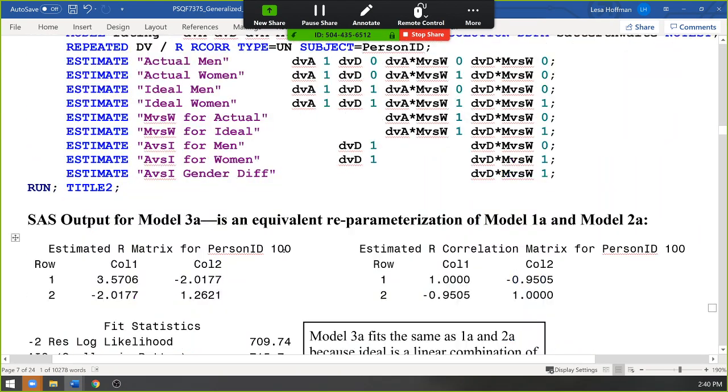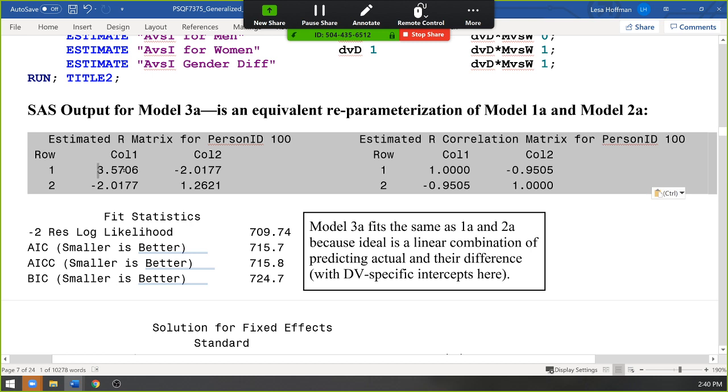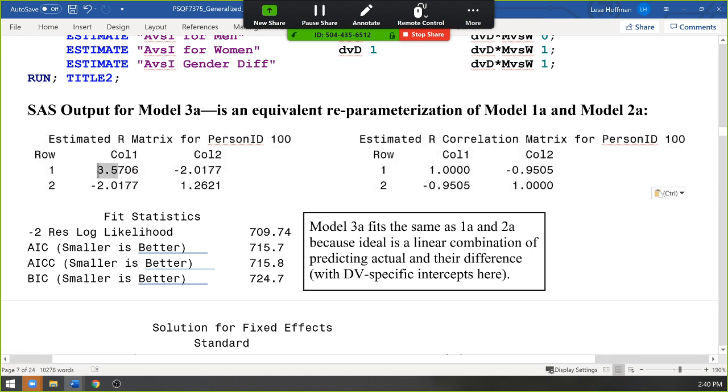So the R matrix here has the same residual variance for actual, but this is the variance of the difference scores. It's a different number. It's not the variance of ideal, it's the variance of the difference scores. And here is the correlation between the actual and the difference scores. So if you change which outcome is being predicted in terms of which row, the variances and covariances you get back change along with that, but they're still linear combinations of each other, so it's still the same model.